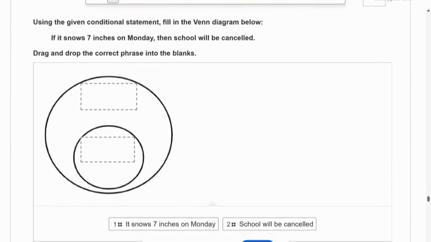Okay, number 20. Use the given conditional statement to fill in the Venn diagram below. If it snows 7 inches on Monday, then school will be canceled. It snows 7 inches on Monday is P, the hypothesis. School will be canceled is Q, the conclusion. If, then would be the arrow. We learned that a different way to write an if-then statement would be to use all.